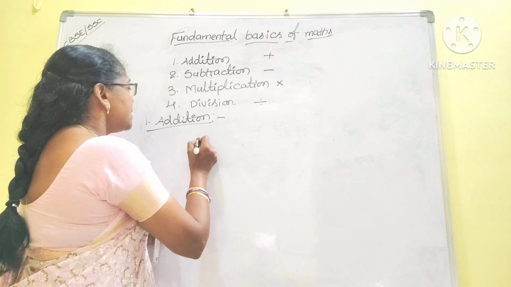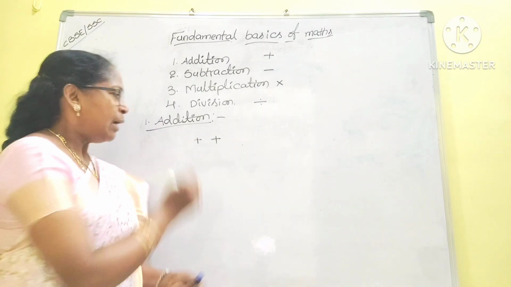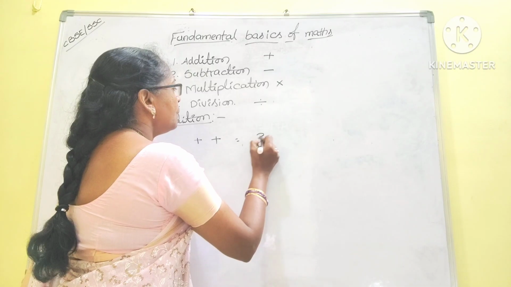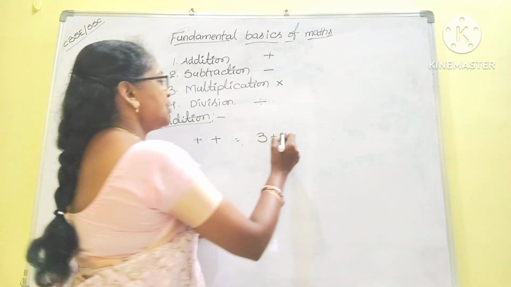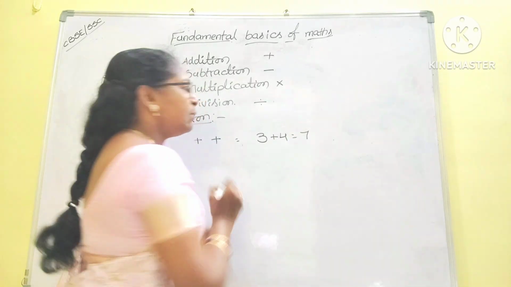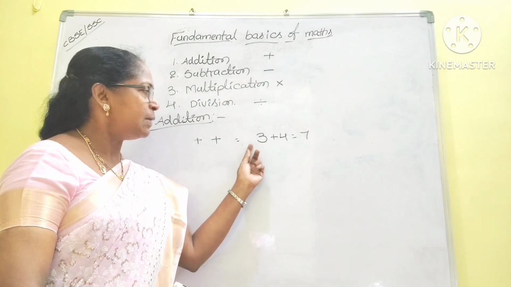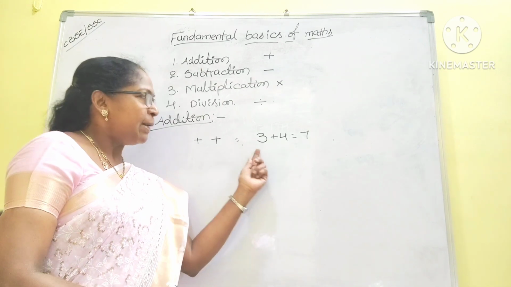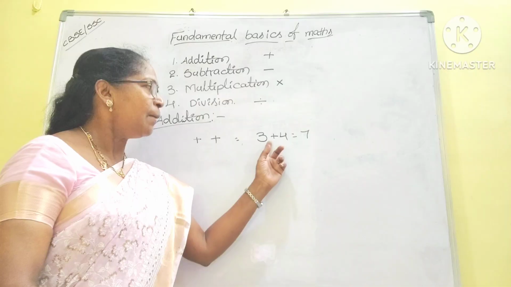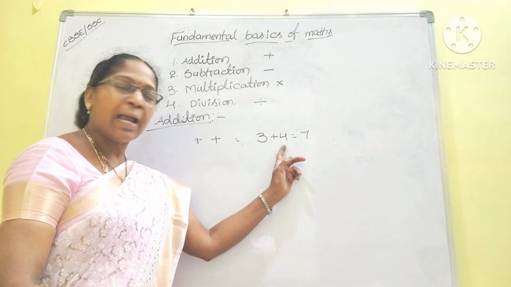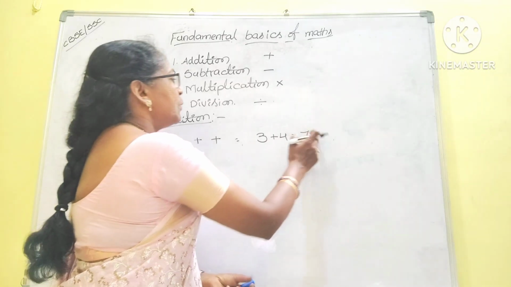Suppose here plus and plus. Two plus symbols are there. One example is 3 plus 4. That equals how much? 3 plus 4 equals 7. Here, if there is no symbol before the first number, the meaning is plus. So 3 plus 4 means both symbols are positive. Then you should add those two numbers and directly write the answer. So 3 plus 4 equals 7.